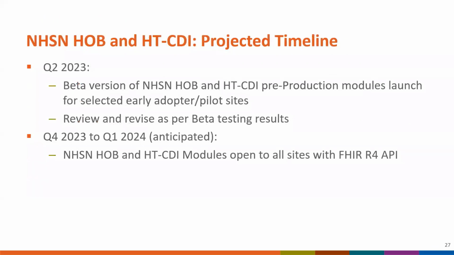So the projected timeline for these modules: quarter two of 2023 would have been the beta version of both HOB and HT-CDI, and those modules were or will be launched for selected early adopters or pilot sites. And then the information will be reviewed and revisions will be made as per the results from the beta testing. It is anticipated for quarter four 2023 to quarter one of 2024 that these modules will open to all sites that have the capability to pull the information via FHIR. Next slide, please.